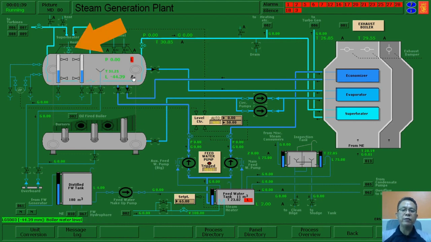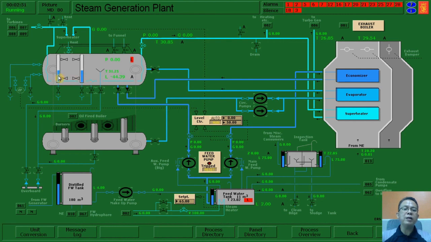What is an air vent? An air vent is provided on the boiler drum to evacuate or release the air and dissolved gases from the drum. Meaning to say, if the boiler stays for a long time and is not being used, then there is trapped air inside the drum and it should be released. So that is why before starting up the boiler, we have to open up the vent.